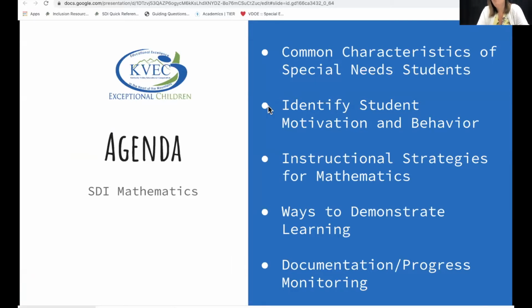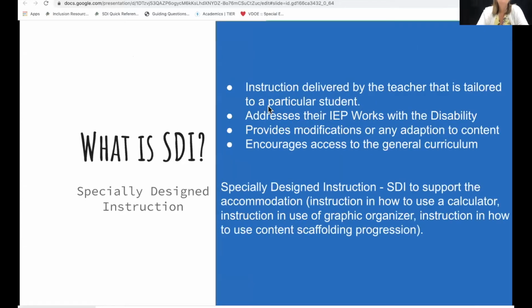What are those? I'm really going to focus a lot, because if you've sat in on Chastity's today, you know what SDI is, but I want to focus on the instructional strategies for mathematics that we're actually going to be using, because SDI is truly instruction. And then, of course, ways to demonstrate that learning, and then documentation of our SDI and the progress monitoring that we're doing. So, what is SDI?